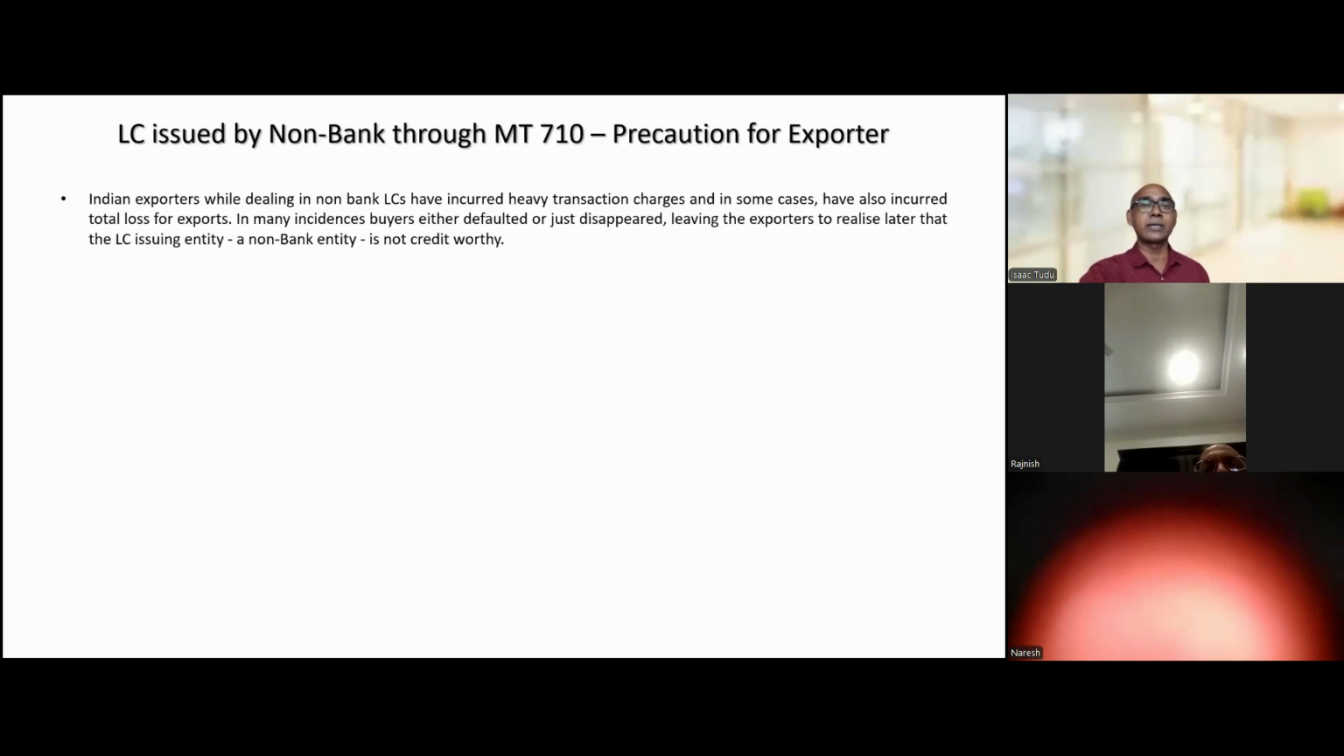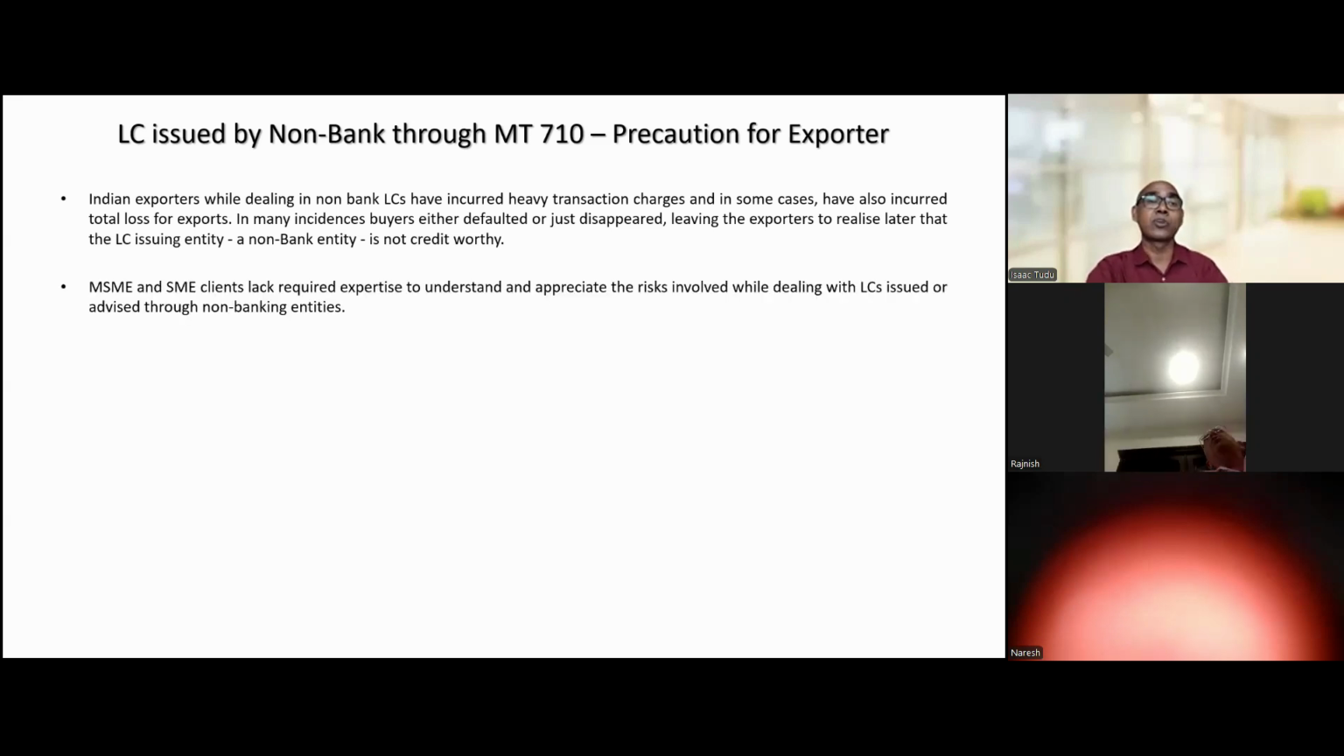Precaution for exporters. Indian exporters, while dealing in non-bank LCs, have incurred heavy transaction charges and in some cases have also incurred total loss on exports. This is where I have taken this from. In these incidents, buyers either defaulted or just disappeared, leaving the exporters to realize later that the LC issuing entity is a non-banking entity and is not creditworthy. MSME and SME clients lack the expertise to understand and appreciate the risk involved while dealing with LCs issued or advised through non-banking entities.